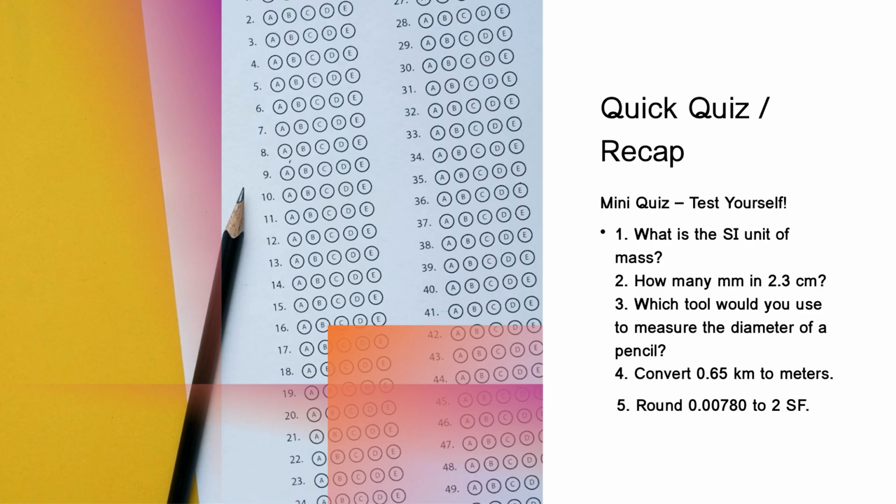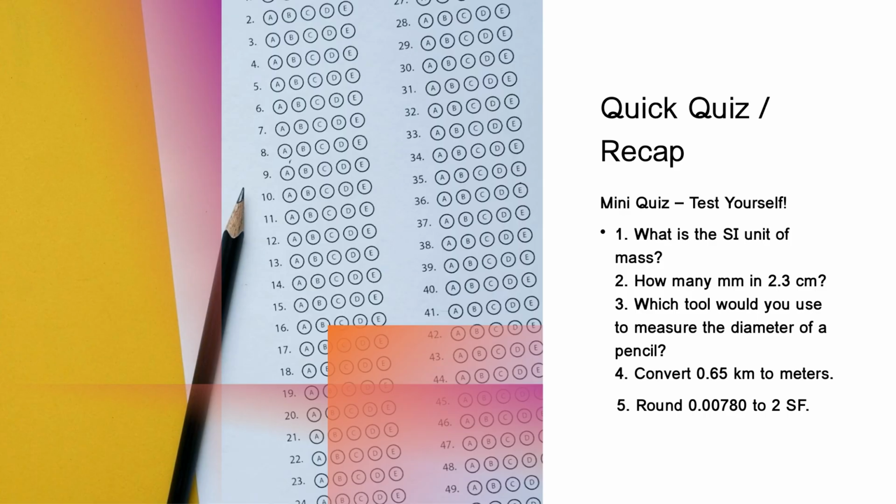Let's take a moment to recap. Can you recall the SI unit for mass? Remember, it's the kilogram, not the gram. How about converting 2.3 centimeters to millimeters? Since there are 10 millimeters in a centimeter, you multiply by 10 to get 23.